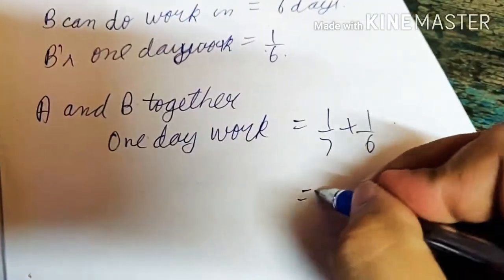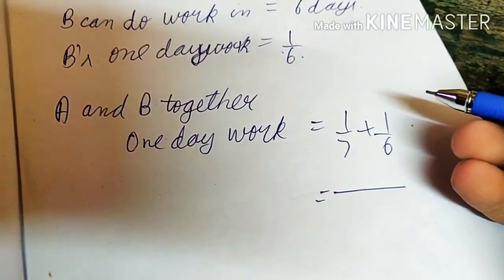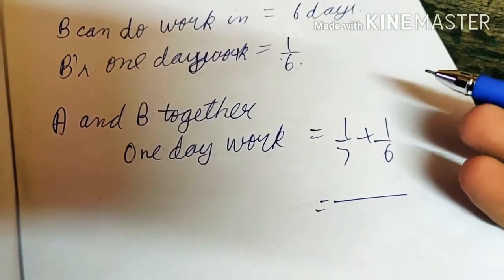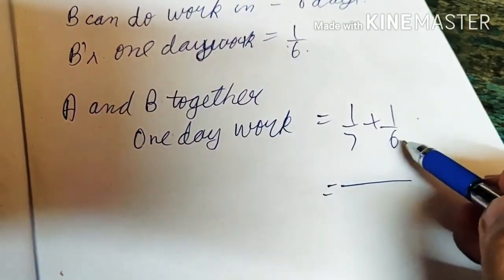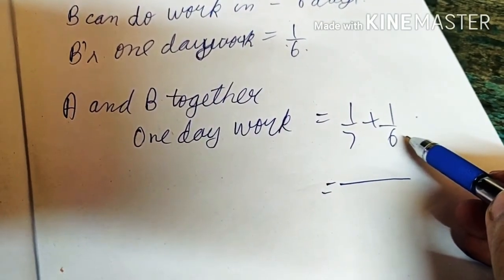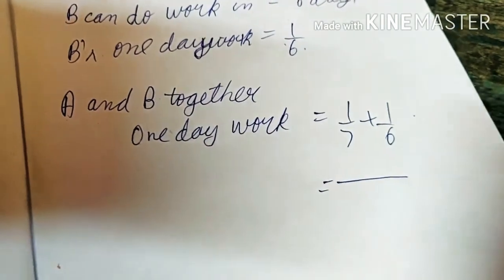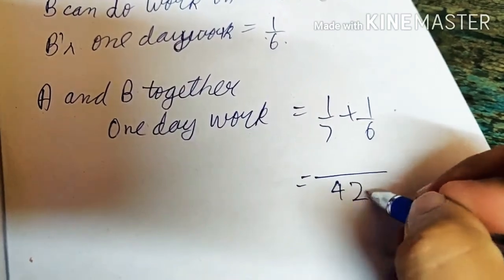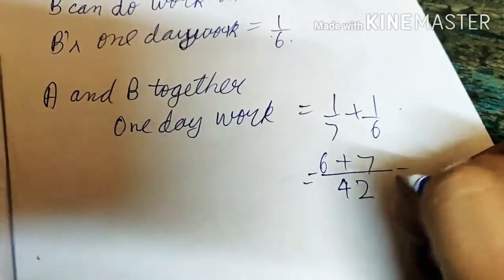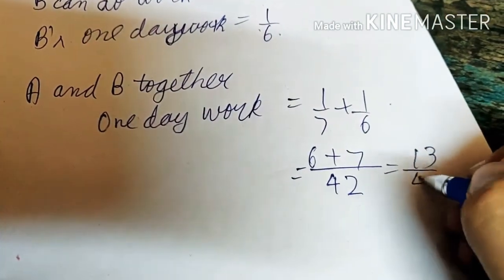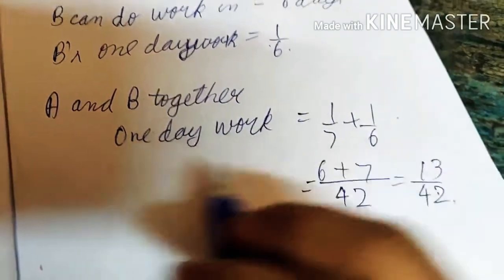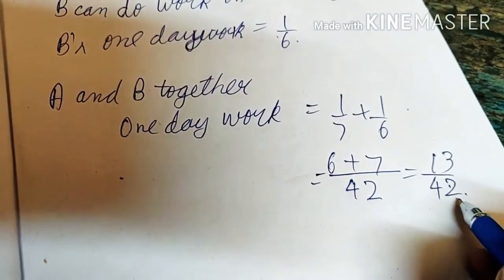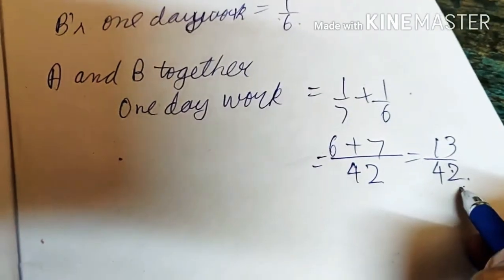Means if they work together, their 1 day work will be equal to 1 by 7 plus 1 by 6. They are doing the same work. If A is doing 1 by 7, B is doing 1 by 6, then together they will do 1 by 7 plus 1 by 6 in that first day itself. Here the LCM will be 42. 6 plus 7, that is 13 by 42. Means their 1 day work was equal to 13 by 42.